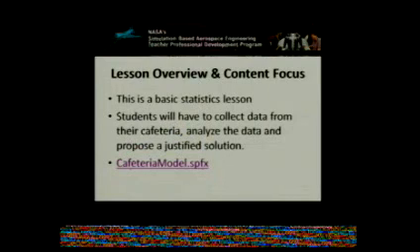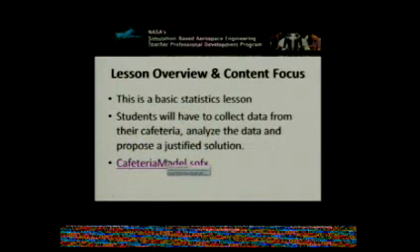Now, this is going to be a basic statistics lesson. We're working with pre-algebra kids. We don't want to overwhelm them. We want to make sure we keep it on a level that gets them interested, but just teaches them the foundations of the material. To have students go through and collect this data, we're going to have them collect specific data that's relevant to them. Their cafeteria, we want to analyze the data and propose a justified solution.